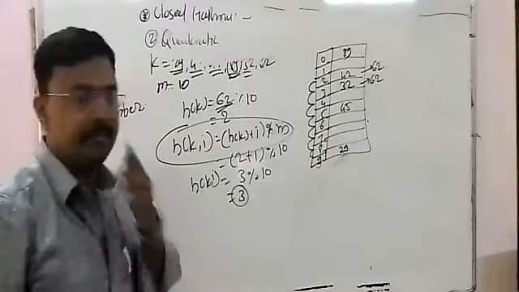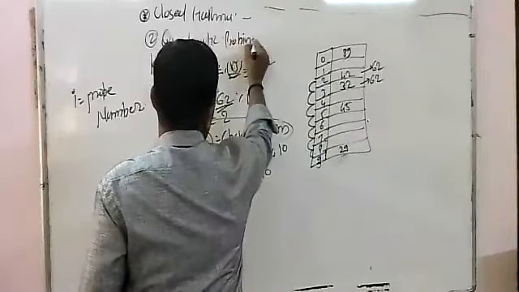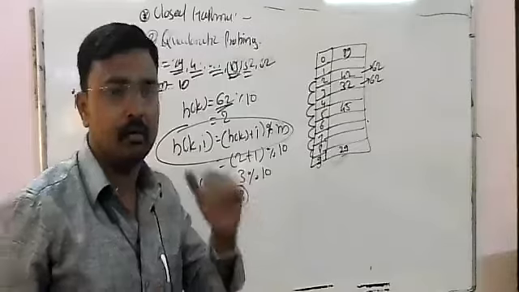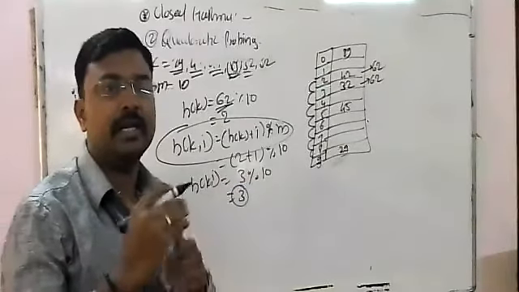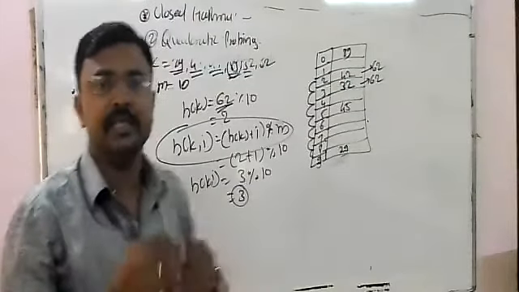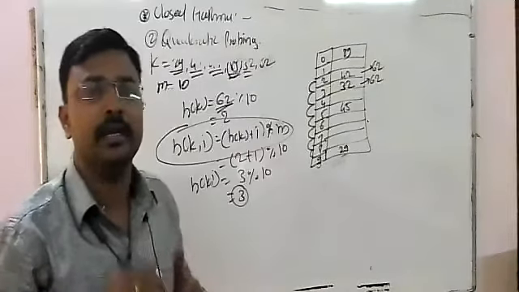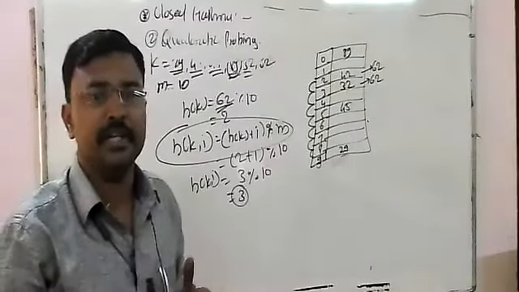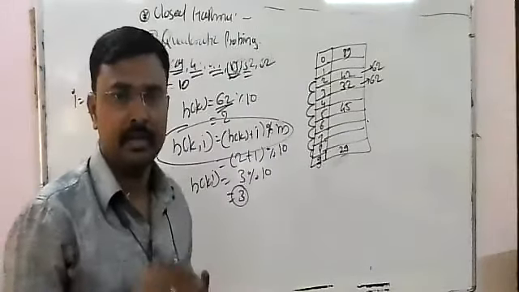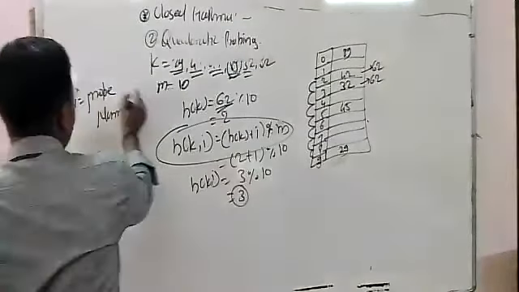Okay, see, next one is the quadratic probing. In this quadratic probing, see, in linear probing, we are incrementing your probe number 1 by 1. Your probe number is incremented by 1 by 1. But in quadratic probing, here your incrementation depends on probe number square. Incrementation or index value depends on probe number square.